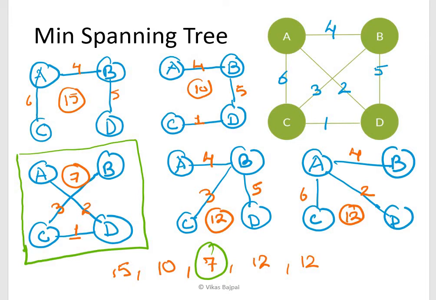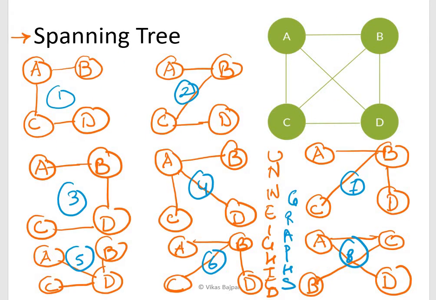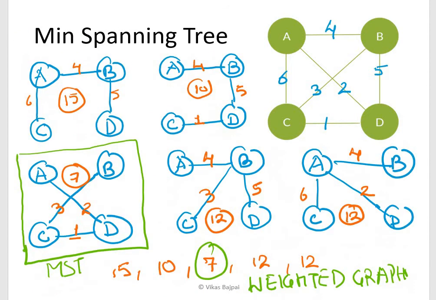So this is about the minimum spanning tree, where we see a weighted graph. In the previous example, there were no such weights. And this is your MST, which is your minimum spanning tree. So you might have got some idea about the spanning tree and the minimum spanning tree.